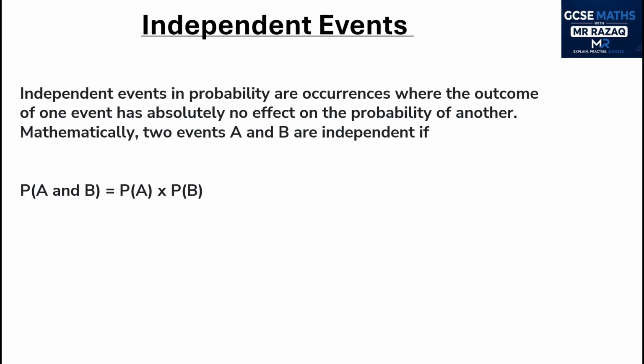Today we'll be focusing on independent events. Independent events in probability are occurrences where the outcome of one event has absolutely no effect on the probability of another. Mathematically, two events A and B are independent if the probability of A and B is equal to the probability of A times the probability of B.